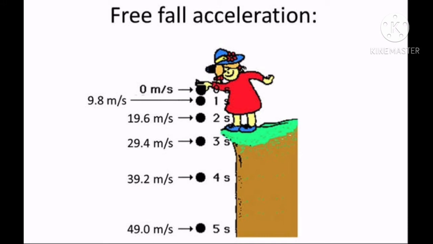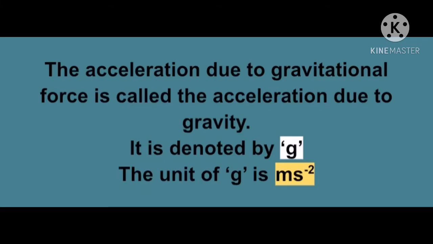But due to the earth's attraction, there will be a change in the magnitude of the velocity. And any change in velocity involves acceleration. This acceleration is due to gravitational force. Therefore, this acceleration is called the acceleration due to gravity. It is denoted by small letter g. The unit of g is the same as that of acceleration, that is meter per second square.